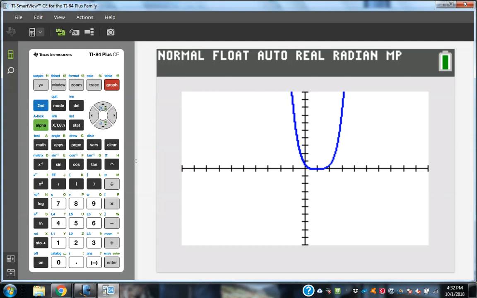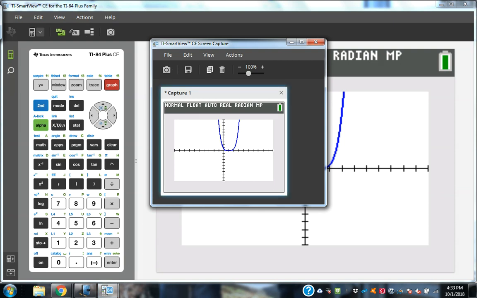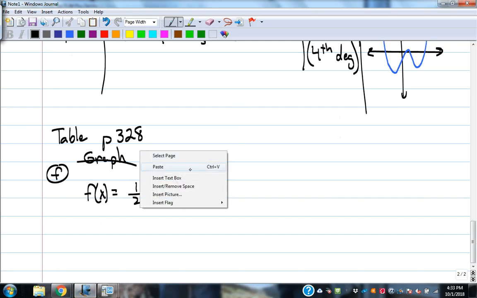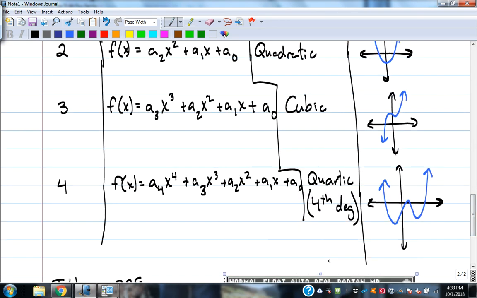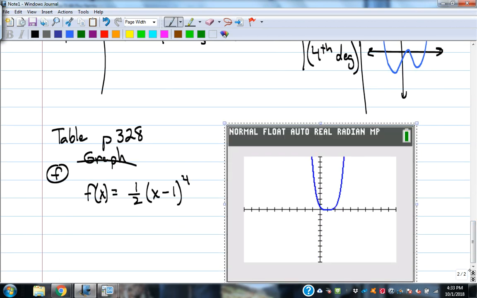So looking at the graph can sometimes make it hard to tell what kind of polynomial you're dealing with. We do know, if we just had this graph, it's got to be something with an even degree because both ends go the same direction. That's important to realize. Our goal here is just to be able to recognize which graph goes with that. So I'm going to take a snapshot of that and put it in our notes. All right, so there's a picture of that graph.